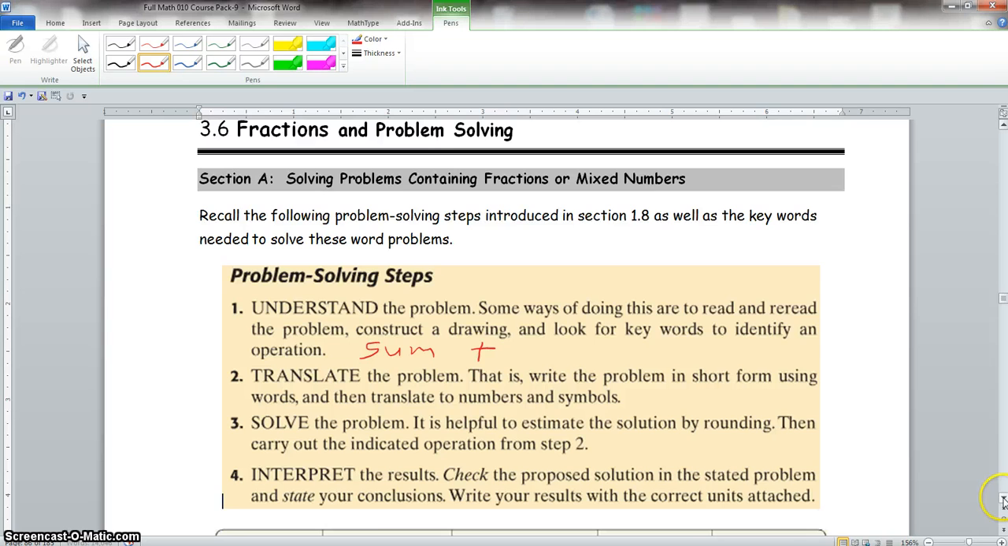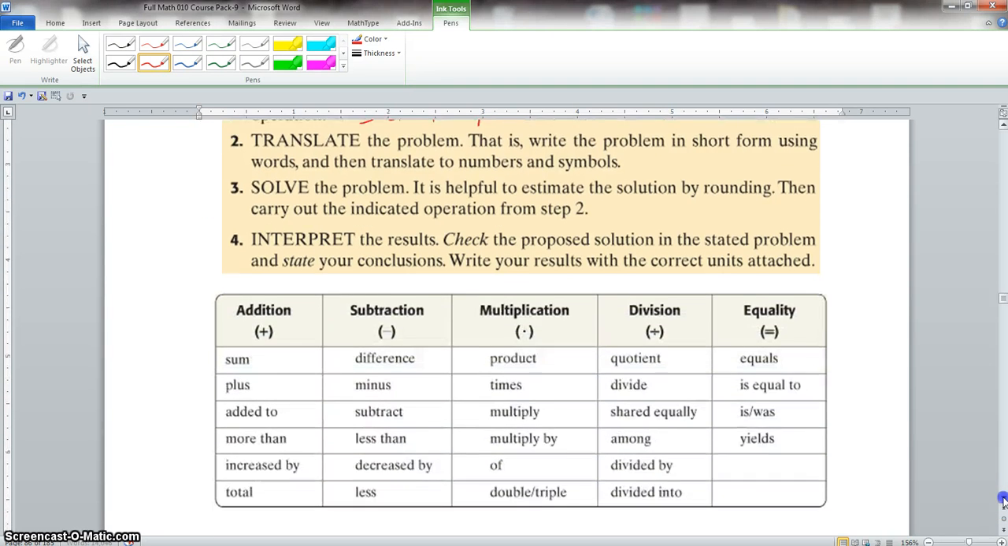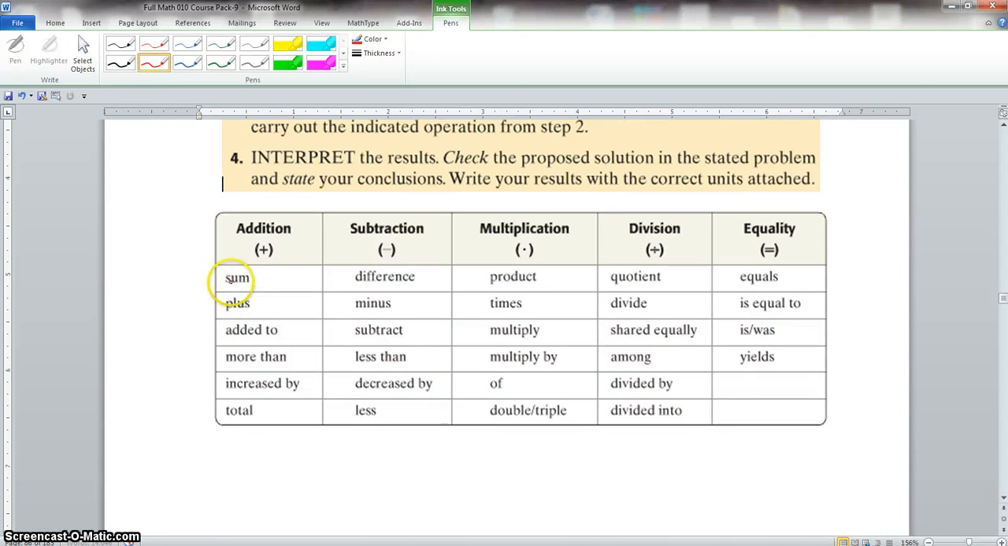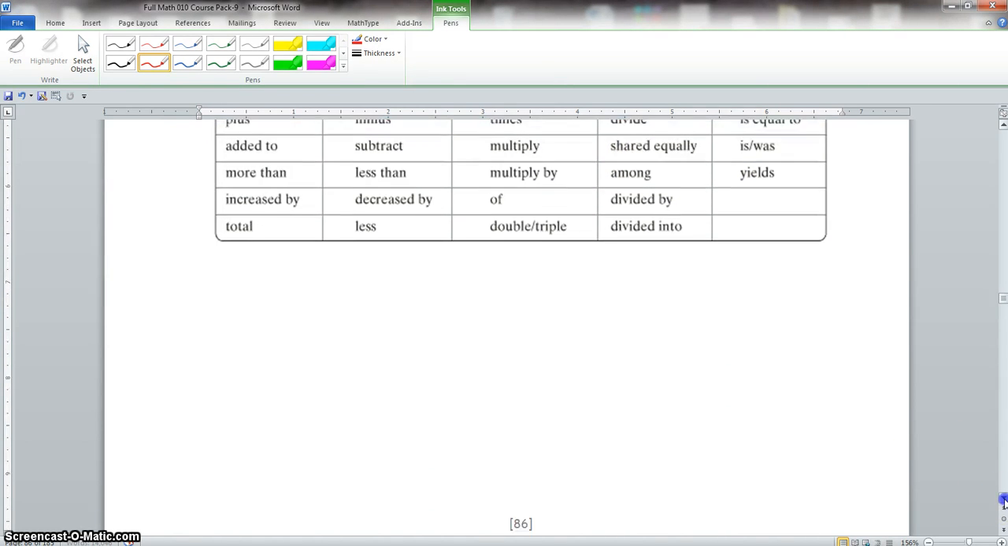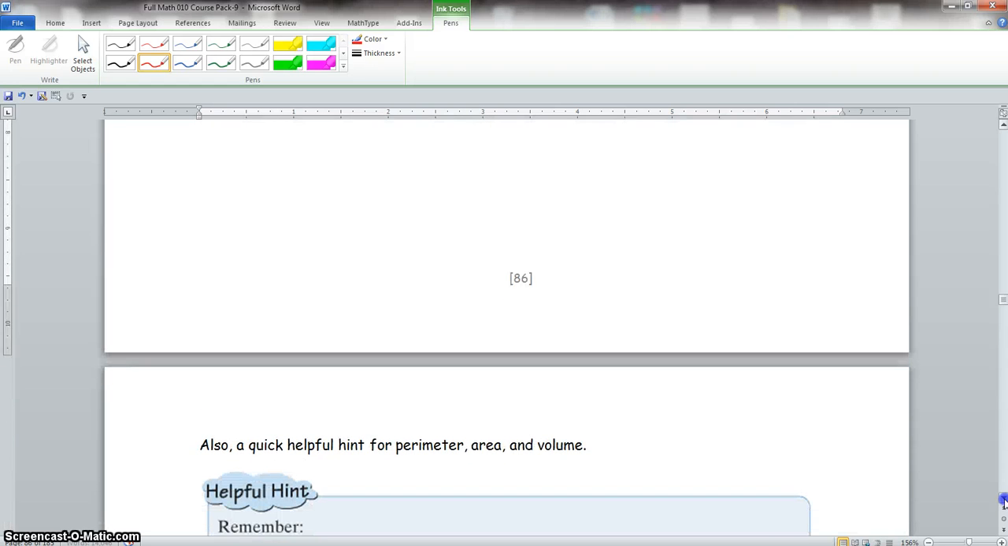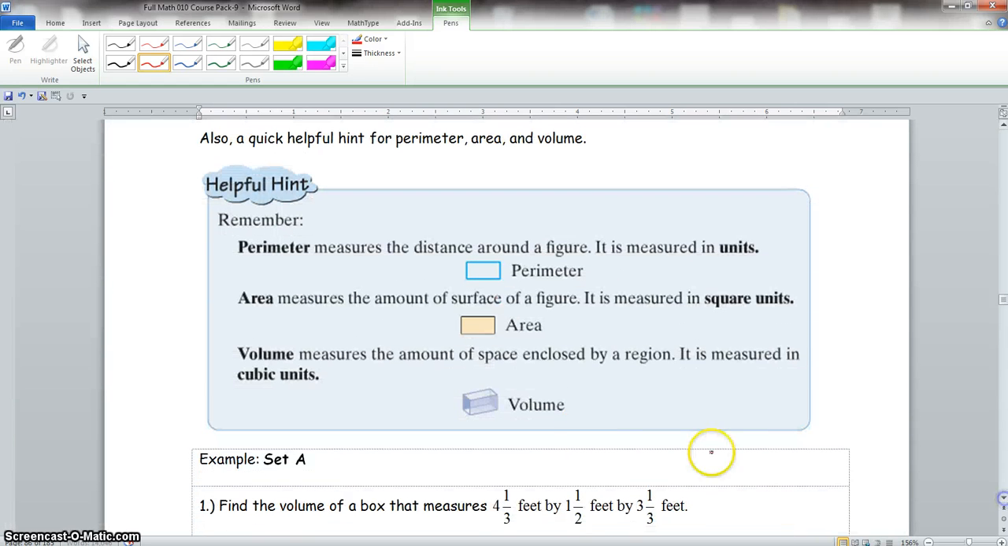Now, let's go down here. We have a couple key words here. Like we said, sum means addition, plus, and so on. Now, again, remember, you can read this at your leisure. It's in your course pack. And these are some of the key words you need to follow. Okay, now we scroll down here to the next page.